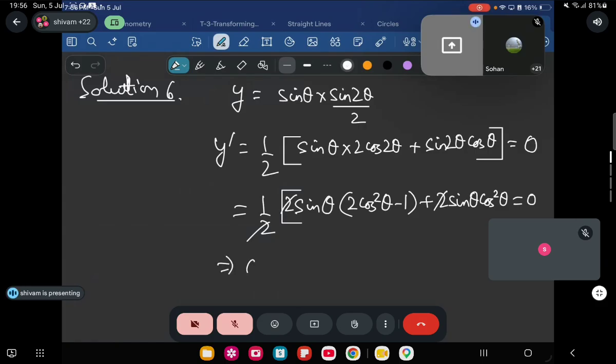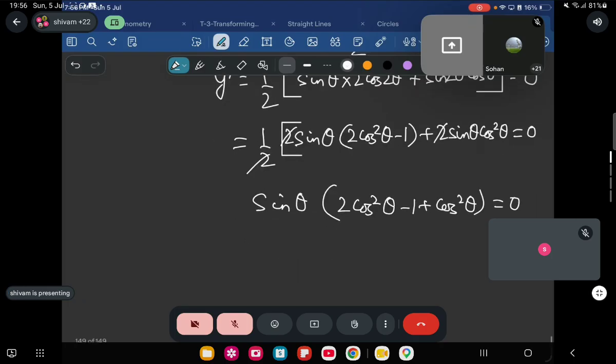Something is common, everyone. Cos square theta is common, right? Oh no, cos square theta is not common. What am I getting? Sin theta is common. We'll get 2 cos square theta minus 1 plus cos square theta, equal to 0. So I'm getting cos square theta is equal to 1 by 3. Tell me, are people getting?